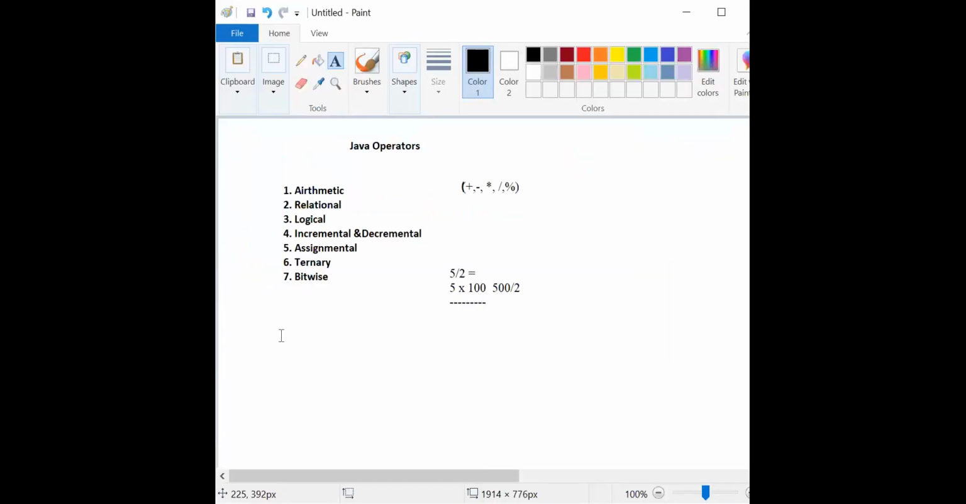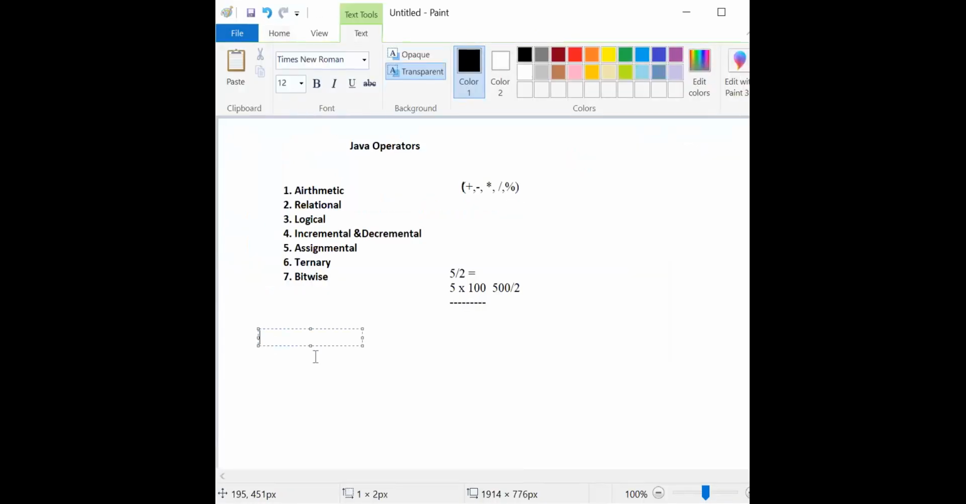Yes. So here the second point is the relational operations. In these relational operations, for example, less than, greater than, less than or equal to, greater than or equal to, not equal to, equal to.